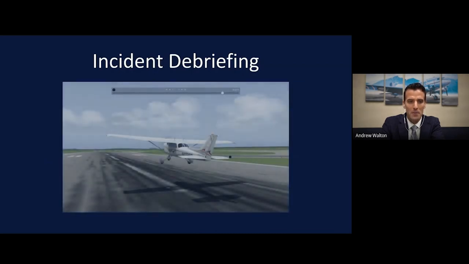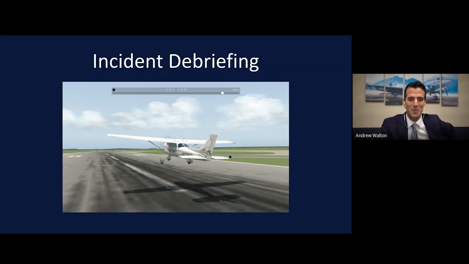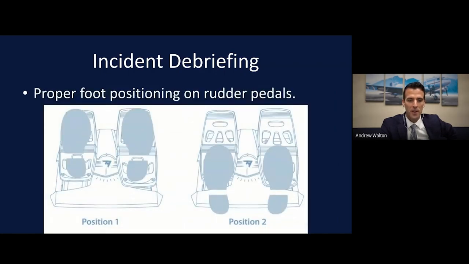When we analyzed what happened, we found that the student was doing a really good job with the crosswind technique, but essentially had too much pressure on the left brake pedal and ended up going off the side of the runway as the instructor is rapidly yelling, "My controls, my controls, my controls." So the ability to take an event that we know something happened, analyze that using Excel or Google Earth or X-Plane, and really understand the root cause. In this case, we just need to emphasize, proper foot positioning on the rudder pedals prior to landing can be really, really valuable.